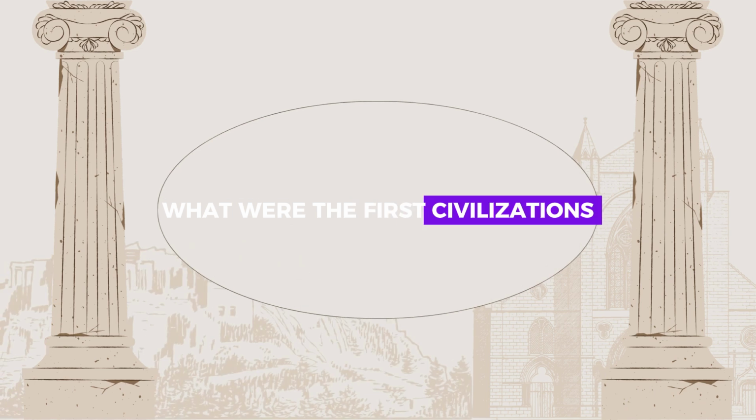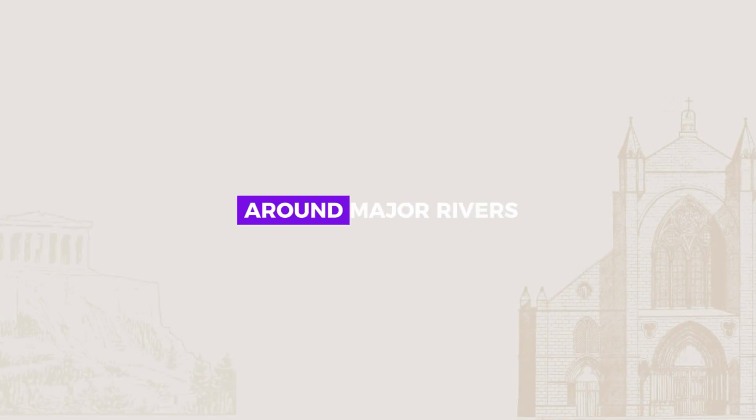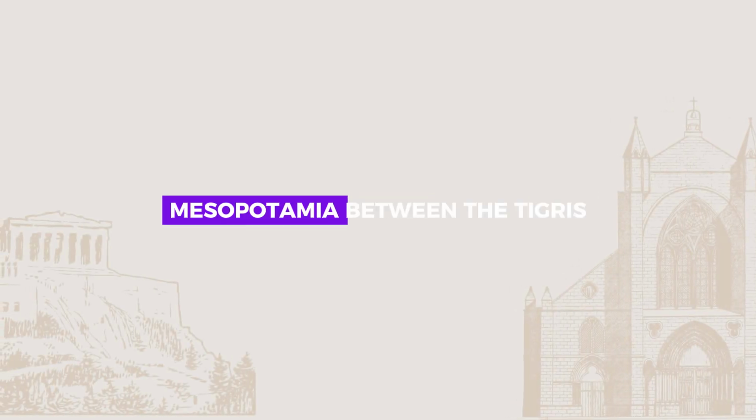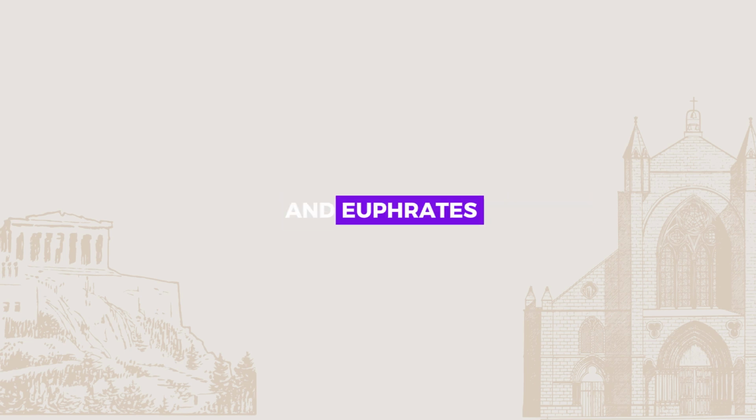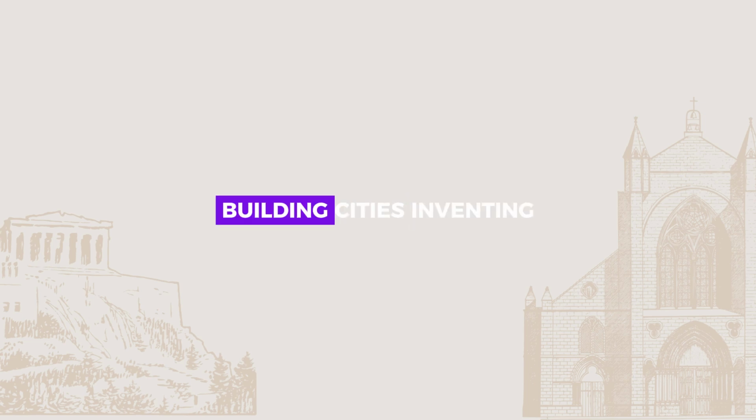Question 1. What were the first civilizations and how did they emerge? The first civilizations emerged around major rivers: Mesopotamia, between the Tigris and Euphrates, Egypt along the Nile, and later the Indus and Chinese civilizations along the Indus and Yellow rivers. They developed as people began practicing agriculture, building cities, inventing writing, and creating the first laws.